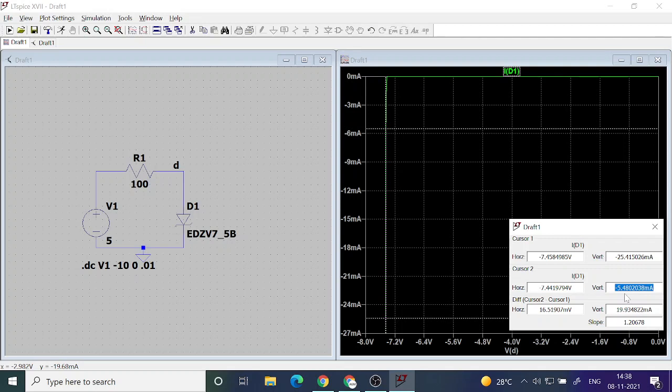So it is quite low, and that is the advantage of the Zener diode. Once it breaks down, the voltage stays constant and doesn't change, but the current can change very rapidly with a small variation of the diode voltage. Any doubt on this? Is it clear?